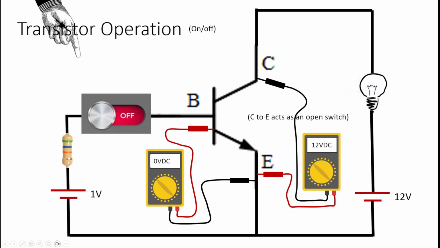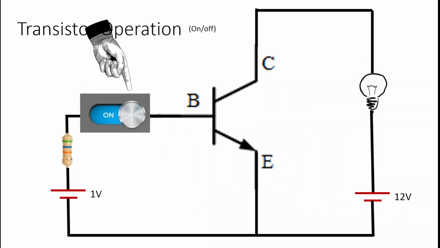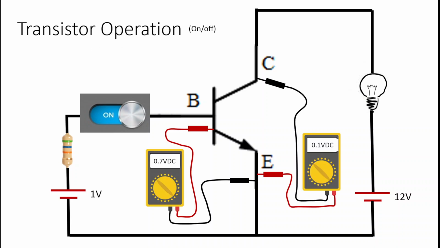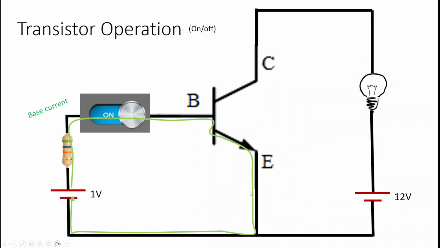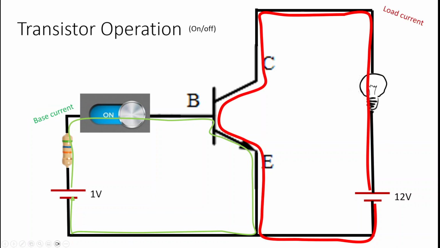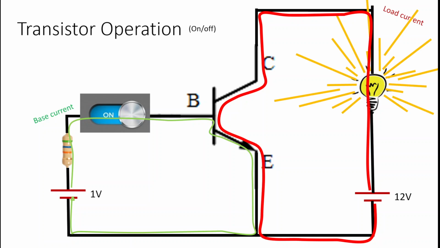Now, if I close the switch, things are going to change. So now what I have is 0.1 volts from C to E. And that means that I have voltage that would be applied to my load. So let's look at each value. When I close the switch, I have at least 0.7 volts B to E. That means I'm going to have base current that's going to flow within the system. That base current will allow current to flow C to E. And of course, that's going to energize my load.